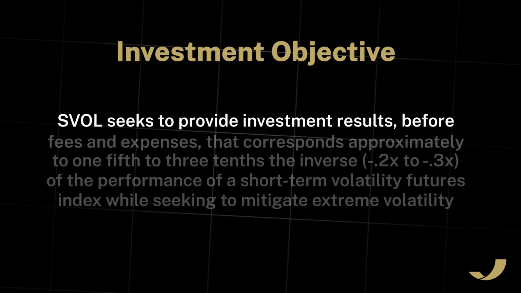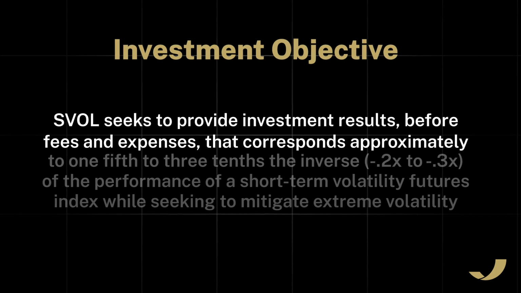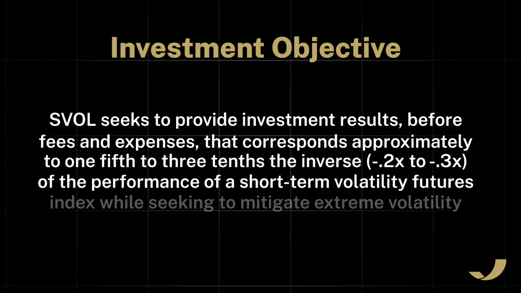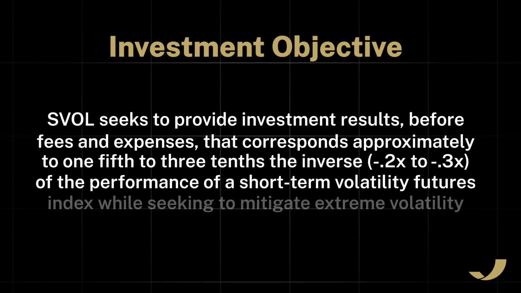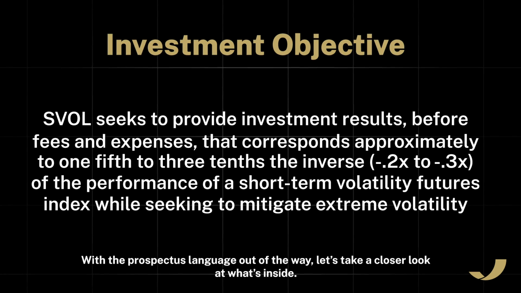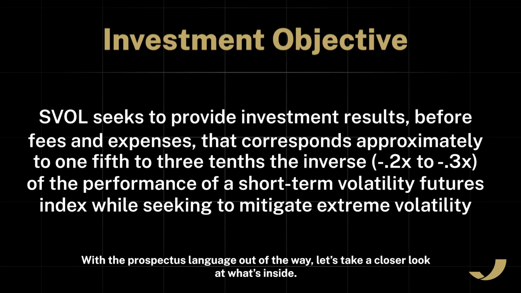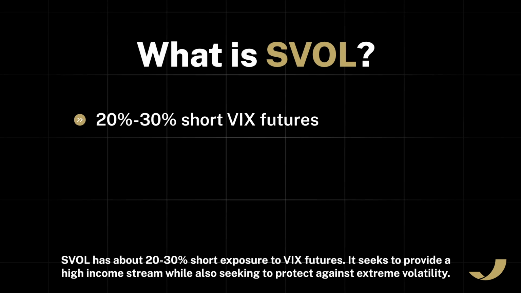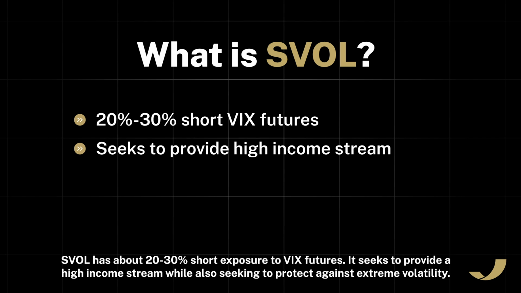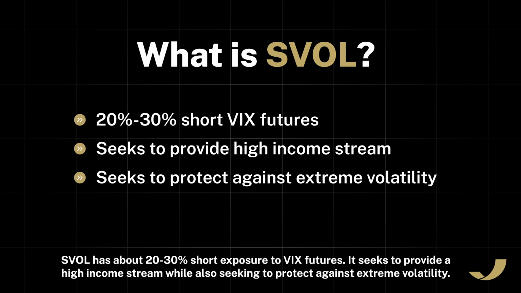SVOL seeks to provide investment results before fees and expenses that correspond approximately to 1/5 to 3/10 the inverse of the performance of a short-term volatility futures index while seeking to mitigate extreme volatility. With the prospectus language out of the way, let's take a closer look at what's inside. SVOL has about 20 to 30% short exposure to VIX futures. It seeks to provide a high income stream while also seeking to protect against extreme volatility.